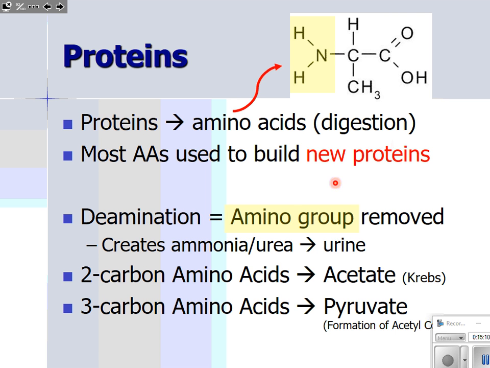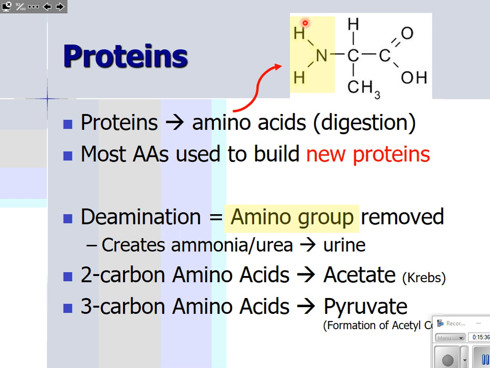from proteins can be used as fuel for aerobic cellular respiration. However, whenever you're going to use an amino acid as fuel, this part, which is called the amino group, has to be removed. You can't really do anything with the nitrogen part. You're only really interested in the carbon part of the amino acid. That's where the energy is going to come from. So the nitrogen part has to be removed. That process is called deamination.